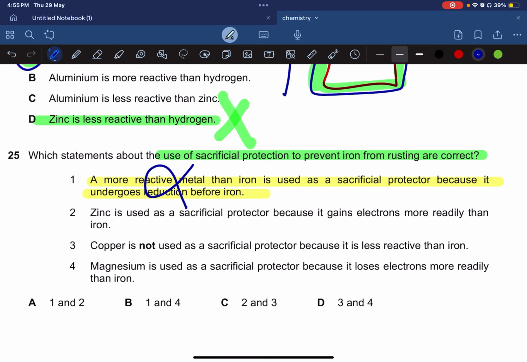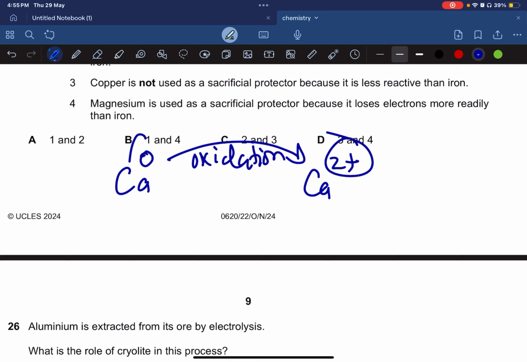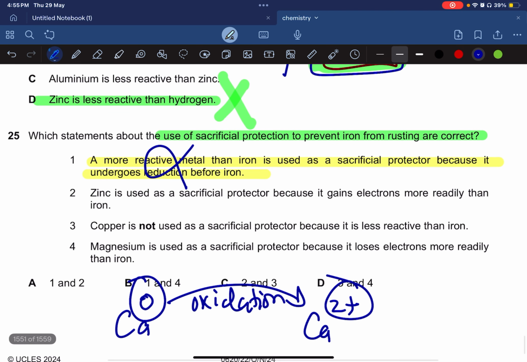That's incorrect. Look, if you're using calcium for sacrificial protection, what's going to happen? It's going to go from Ca to Ca2+. So metals don't undergo reduction, they undergo oxidation, because from 0 to 2+, that's an increase. So that one's incorrect, and I guess most of you would have thought it was correct, but this word reduction was confusing.